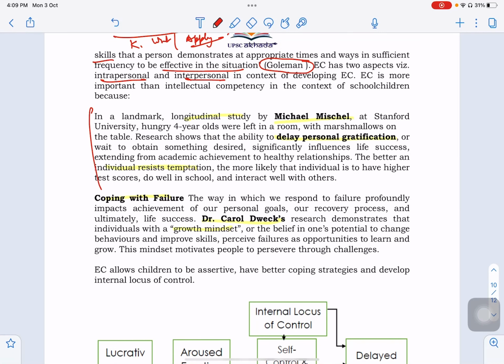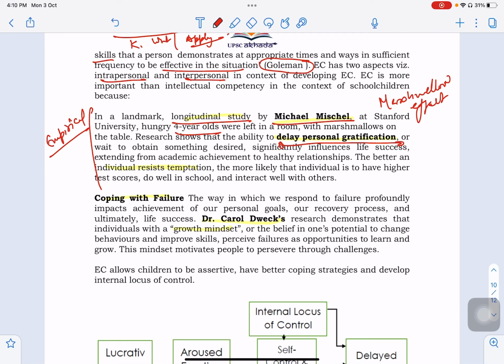And now give some empirical evidence of why emotional competence is important. So I first took the example of Michael Mischel's longitudinal study on children, which we also call the marshmallow effect, which talks about delayed personal gratification. Four-year-old children were locked in a small room and were advised not to eat the marshmallow until the parents came back. Whosoever were able to delay their temptation became successful and more happy in their lives. So this was a study.